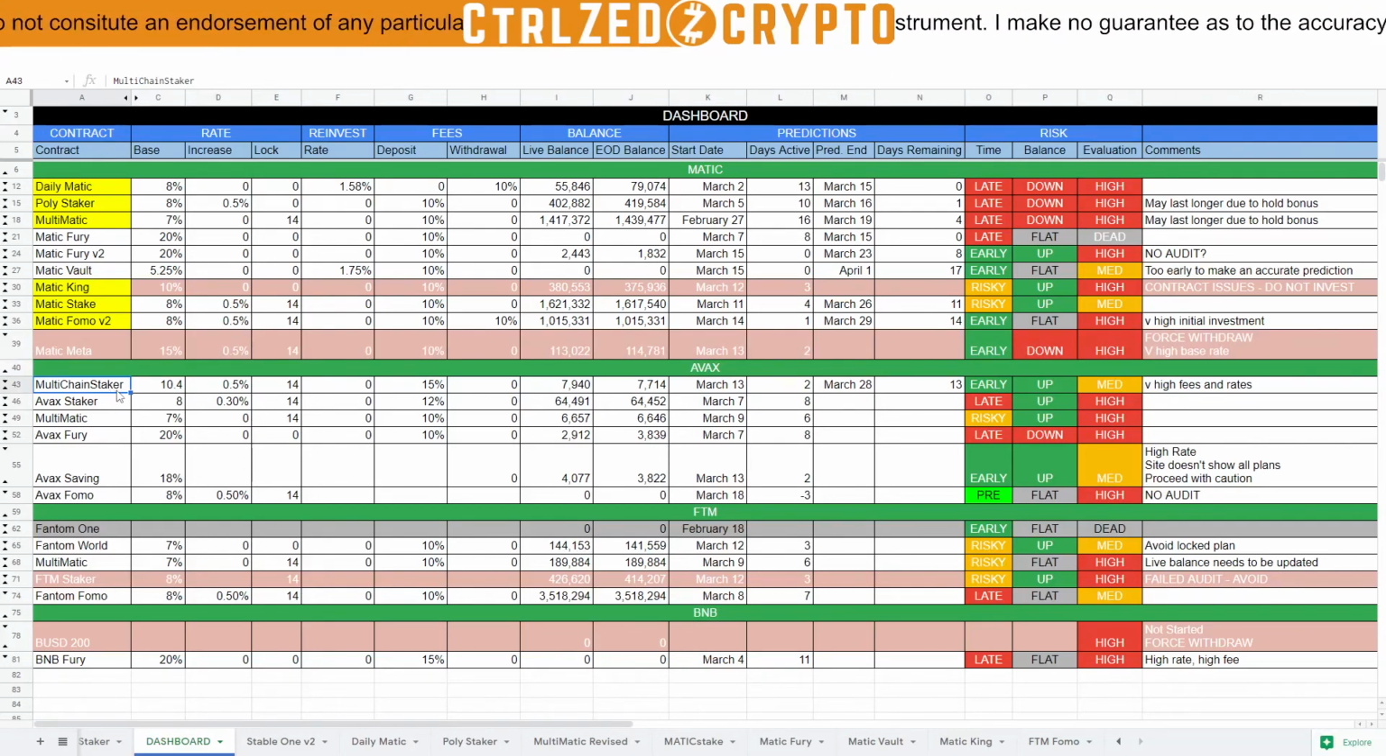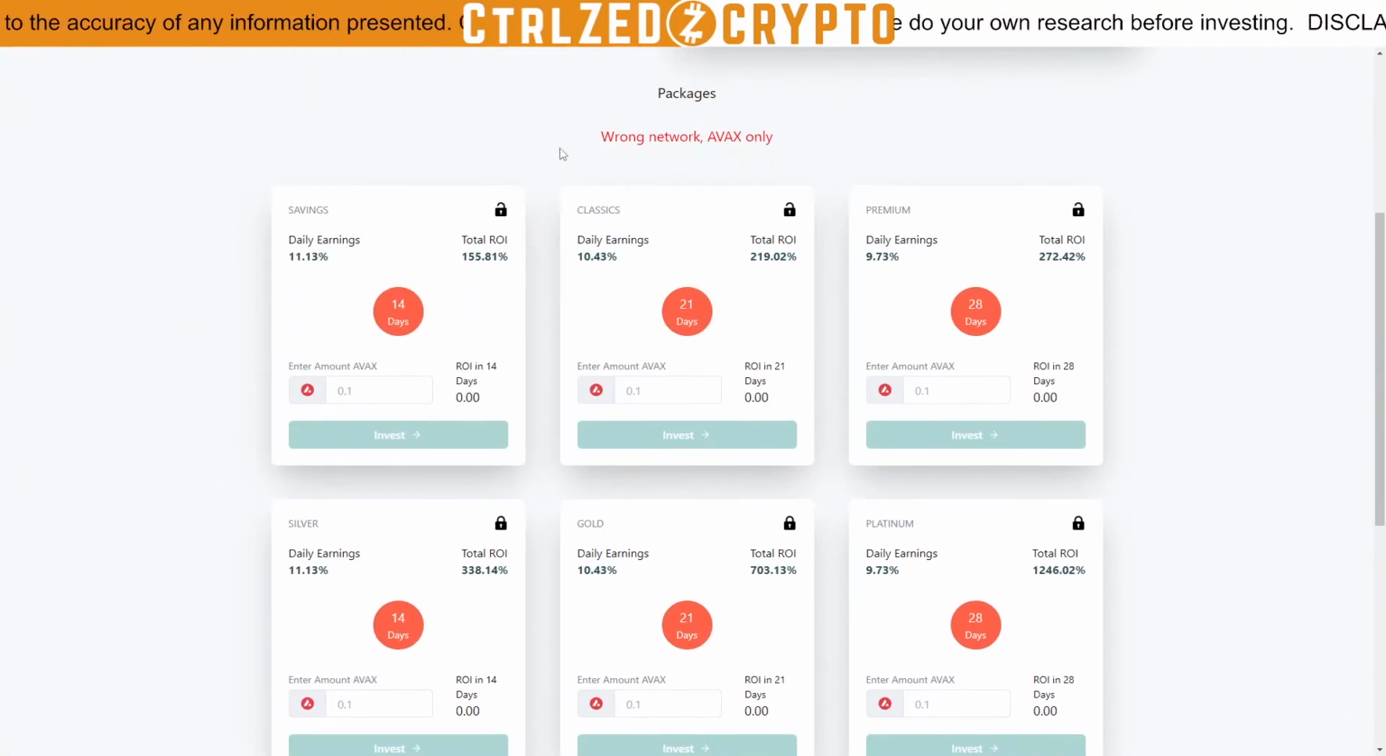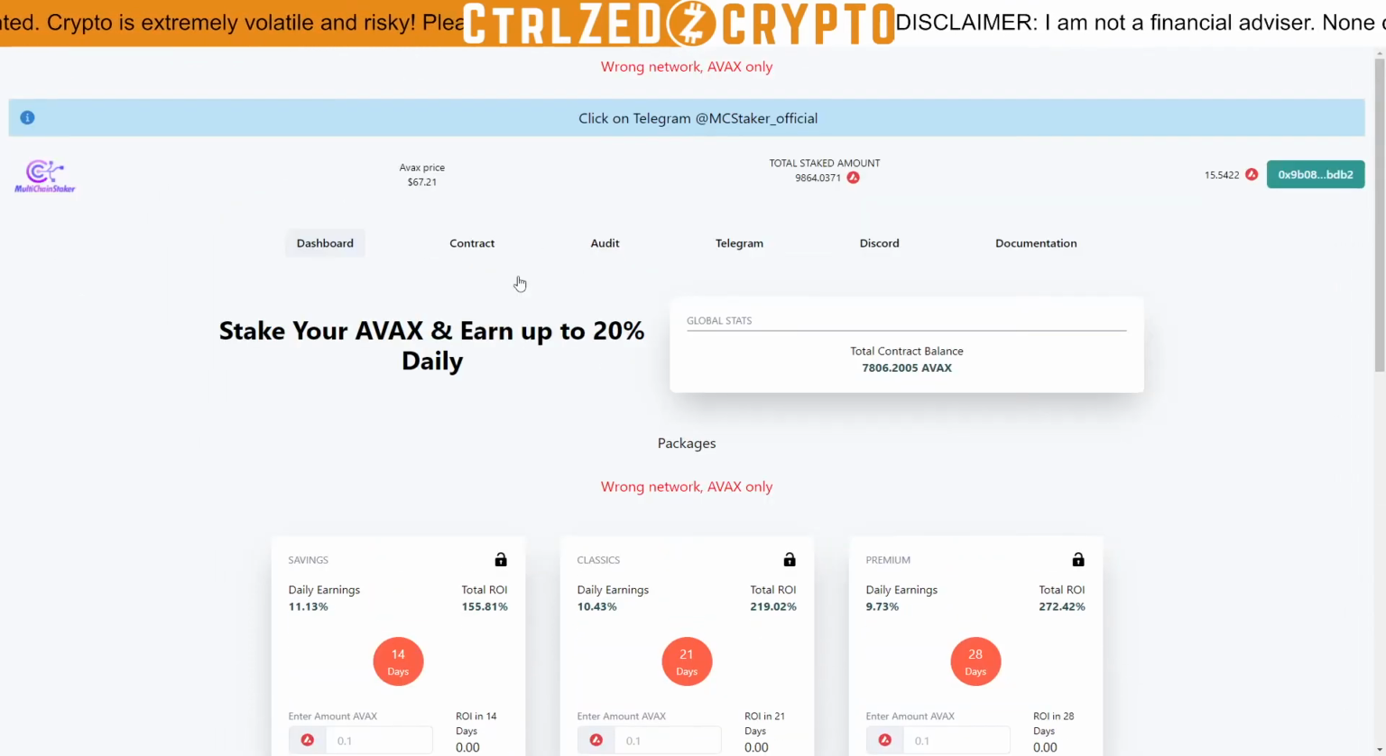Let's have a look at the Avax apps, and I guess just maybe some small updates here. So Matic Stain Staker, I think I put we're pretty early, 2 days active. Let's have a look at what that looks like. You can see it's a clone of, which one was it? Matic Staker. It's the same thing again.